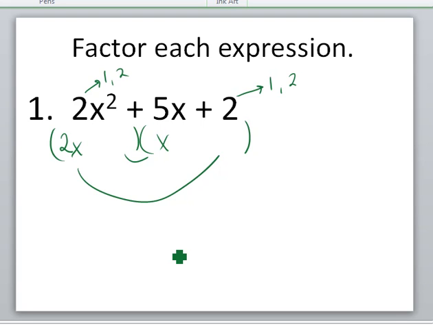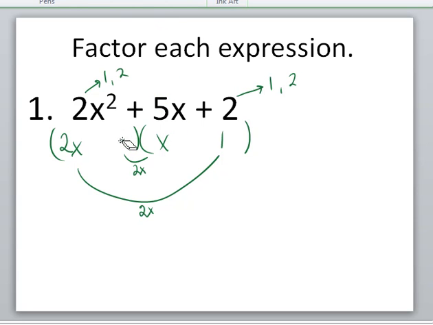So the next thing I want to look at is I want to figure out how I'm going to put a 1 and a 2 in there. Those are the only factors of 2. So if I try to put 2 here and 1 here, and then I check my inner and outer terms, my outer terms give me 2x and my inner terms give me 2x. This is not going to be the correct solution because I don't want a 4x, I want a 5x.